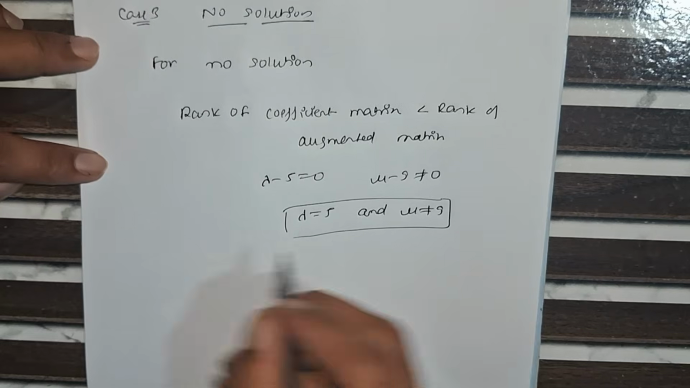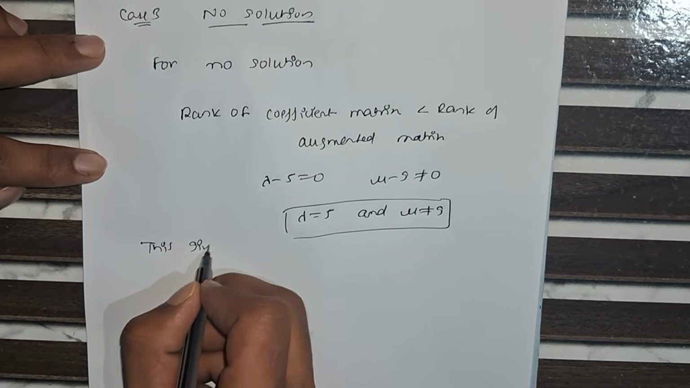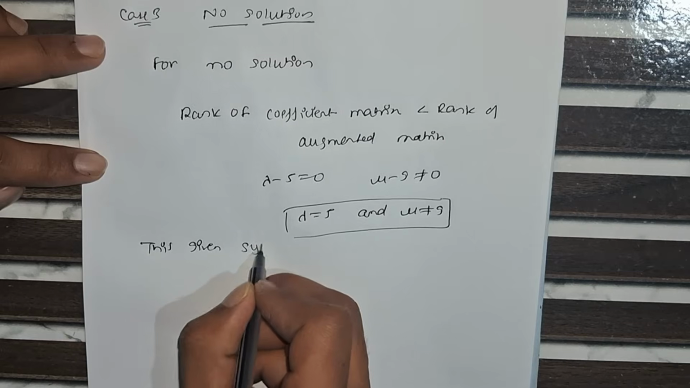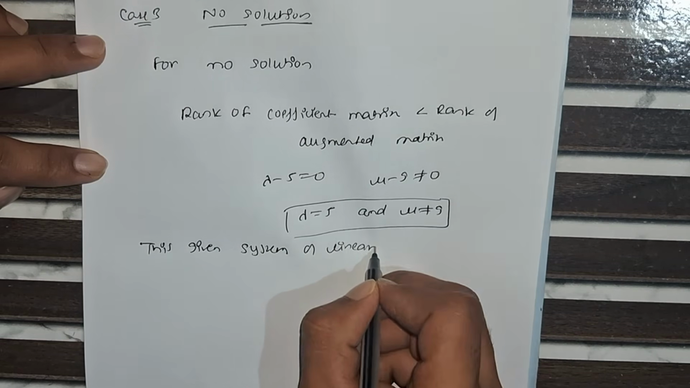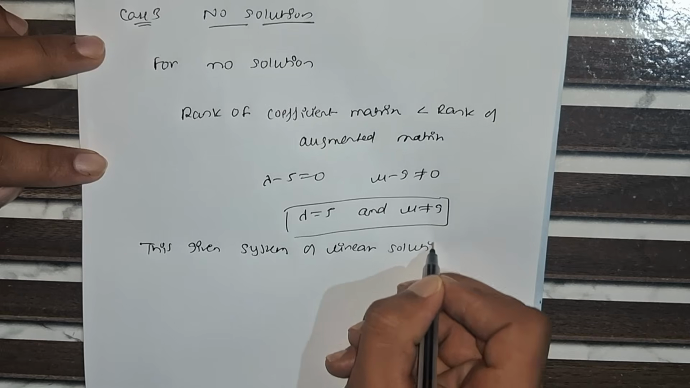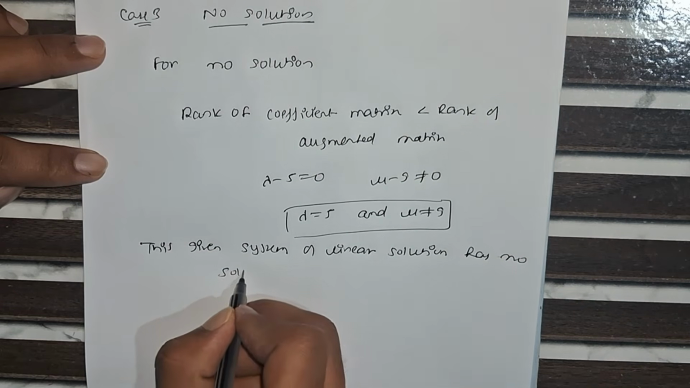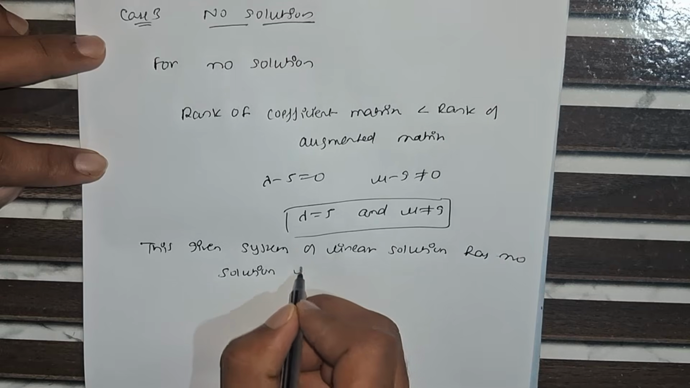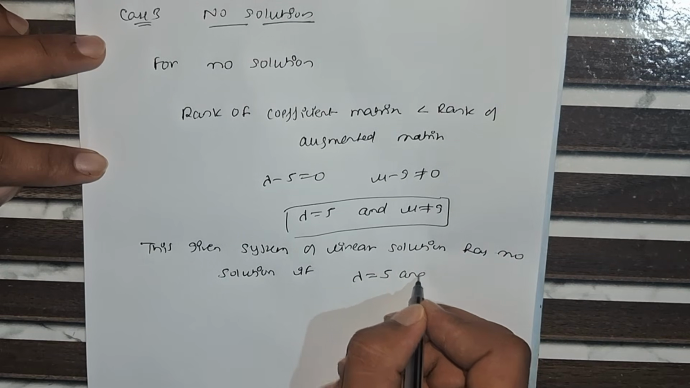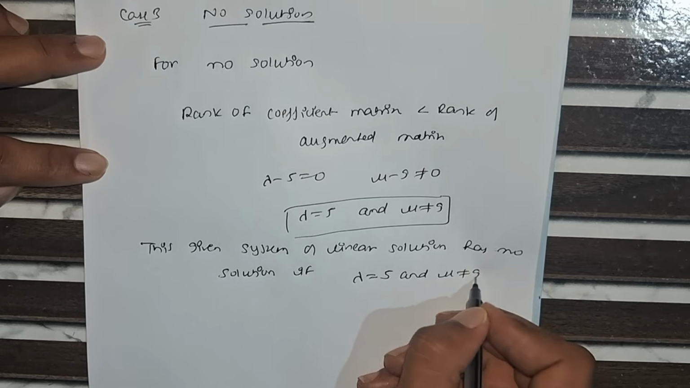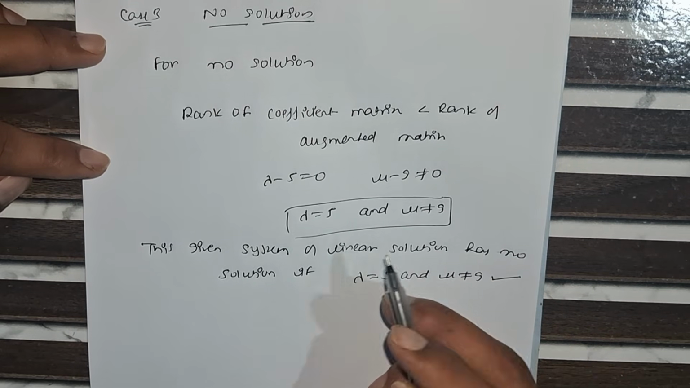So we can write that the given system of linear equations has no solution if lambda equals 5 and mu is not equal to 9. Like that, we have to solve these kinds of questions step by step.